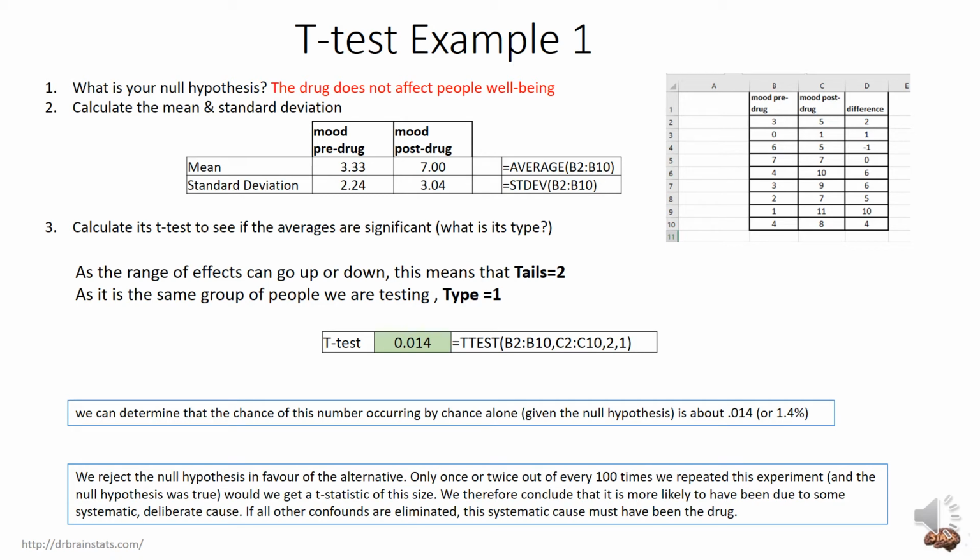is 0.014 or 1.4%. So therefore we can reject the null hypothesis in favour of an alternative. Only once or twice in 100 times, if we repeat the experiment, would we get a t-statistic of this size. We therefore conclude there's more likely to be some systematic deliberate cause. If all other confounds are eliminated, this systematic cause must have been the drug.